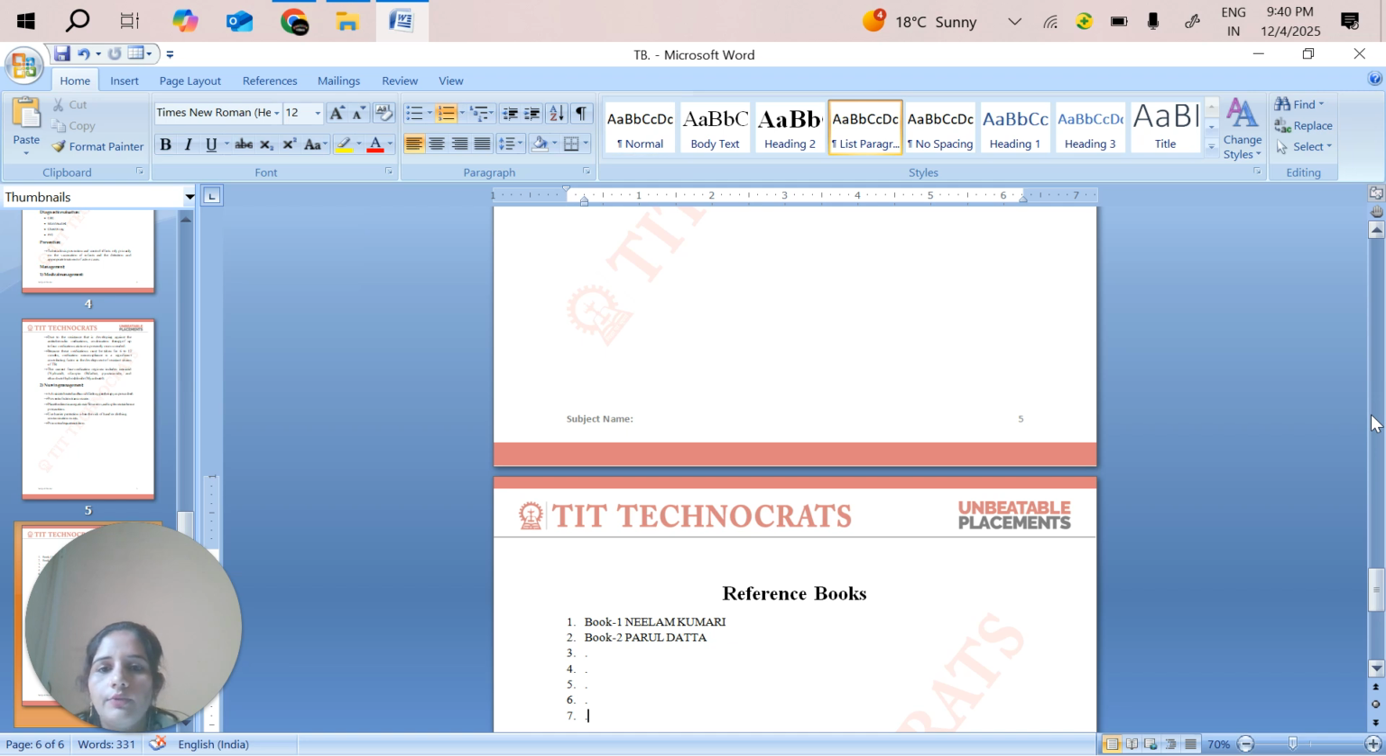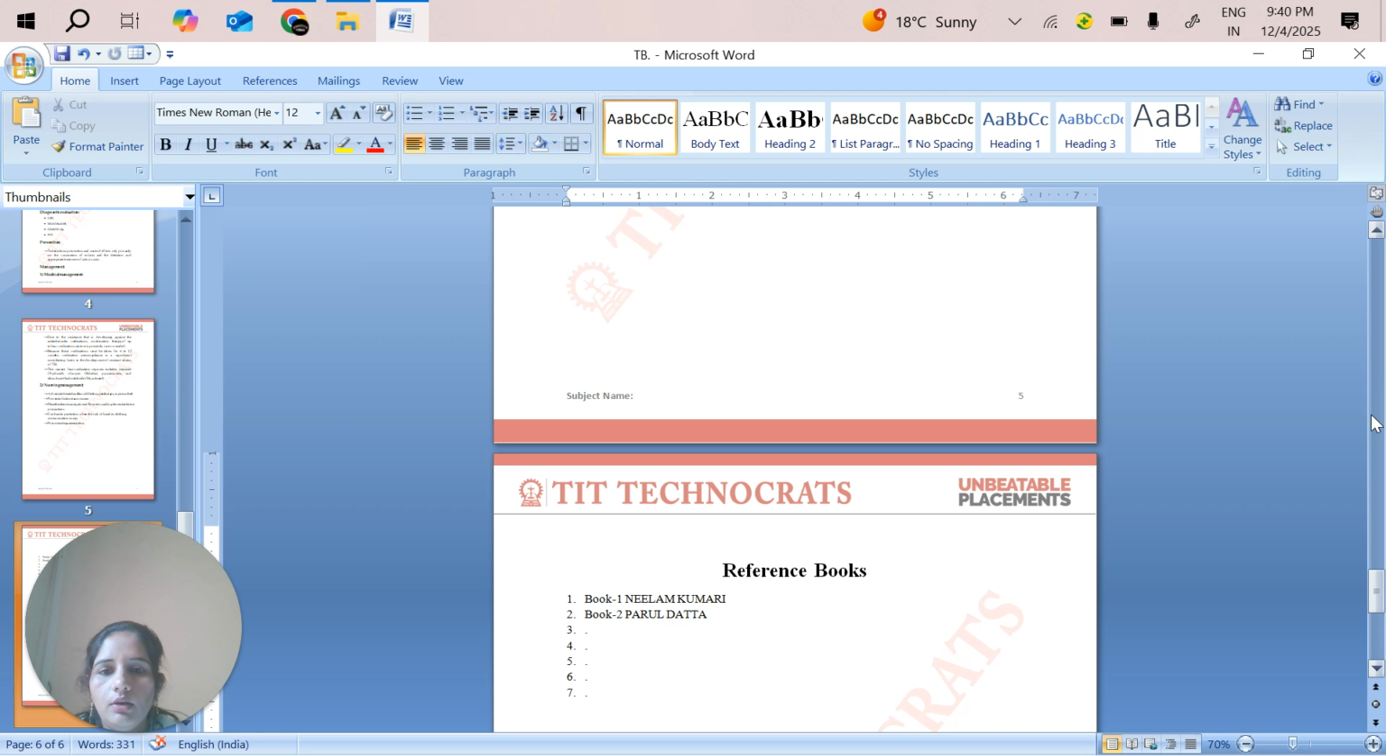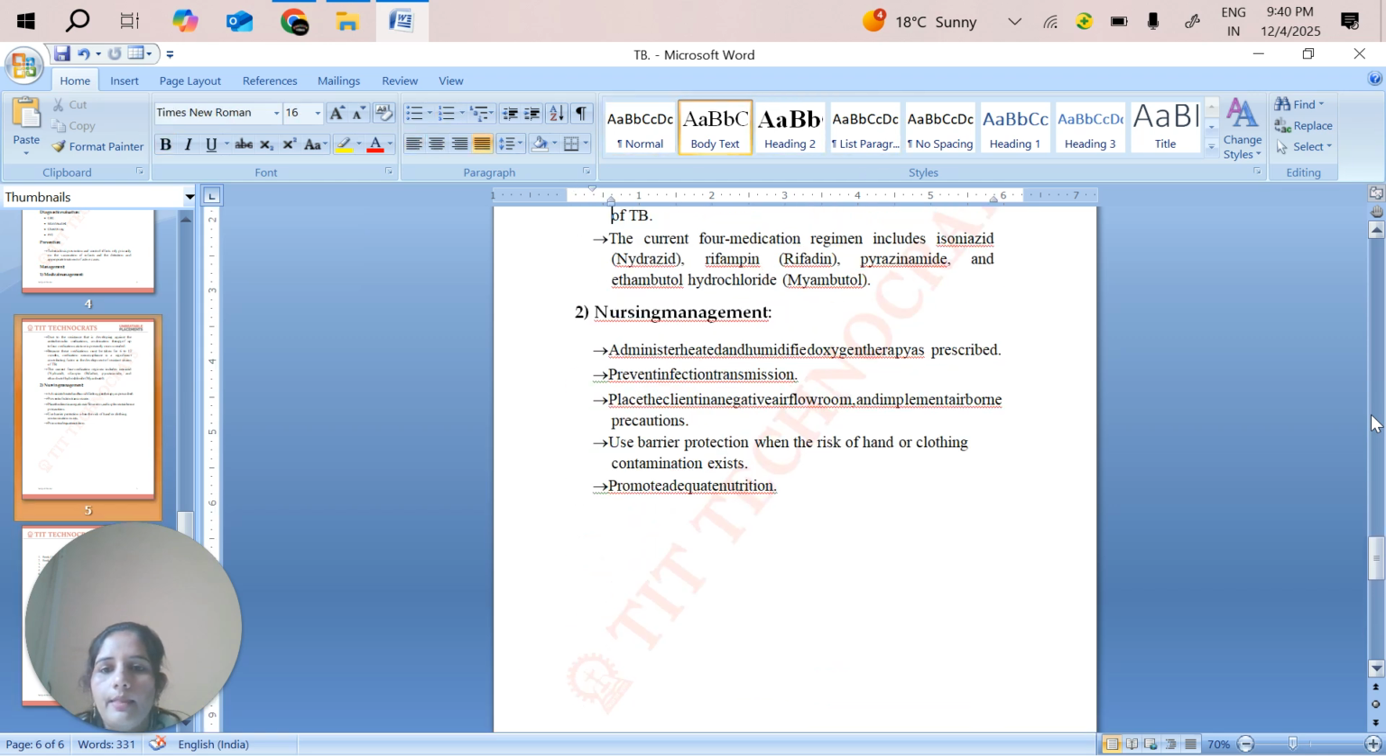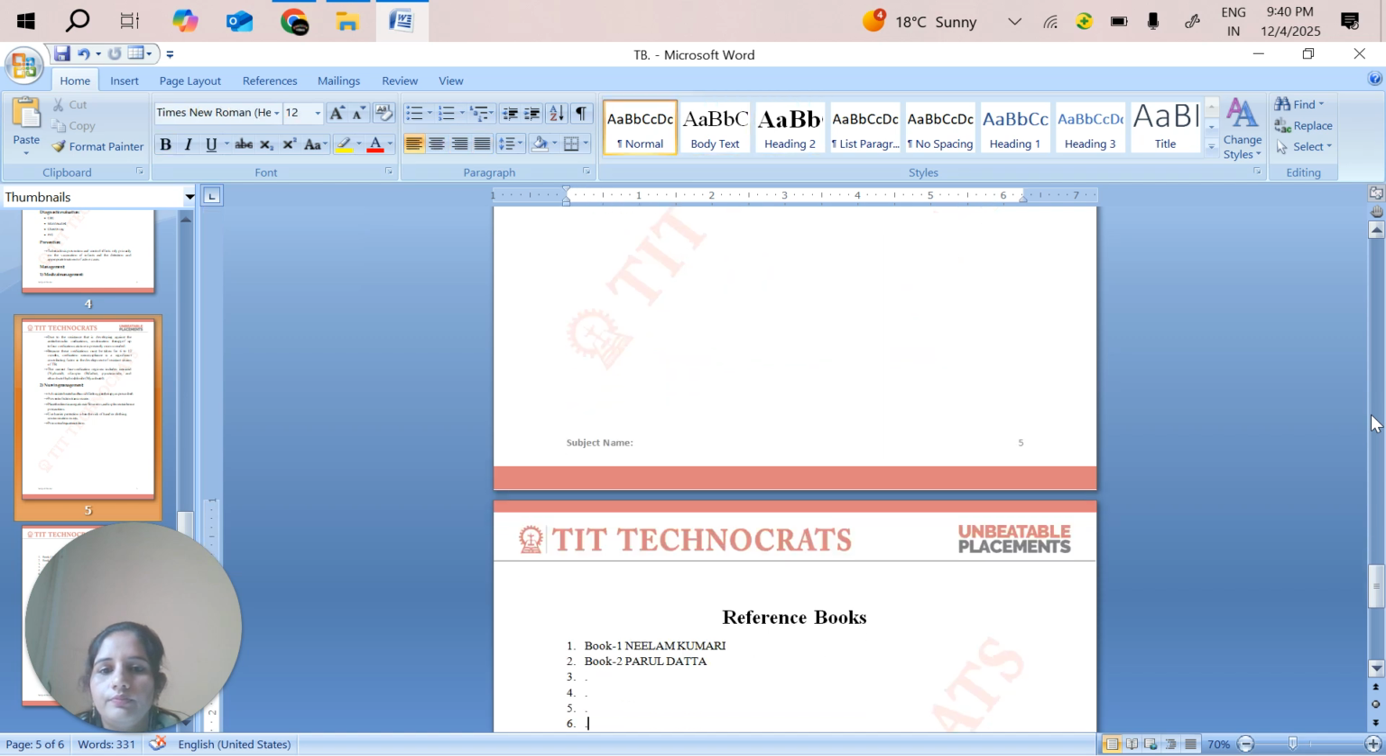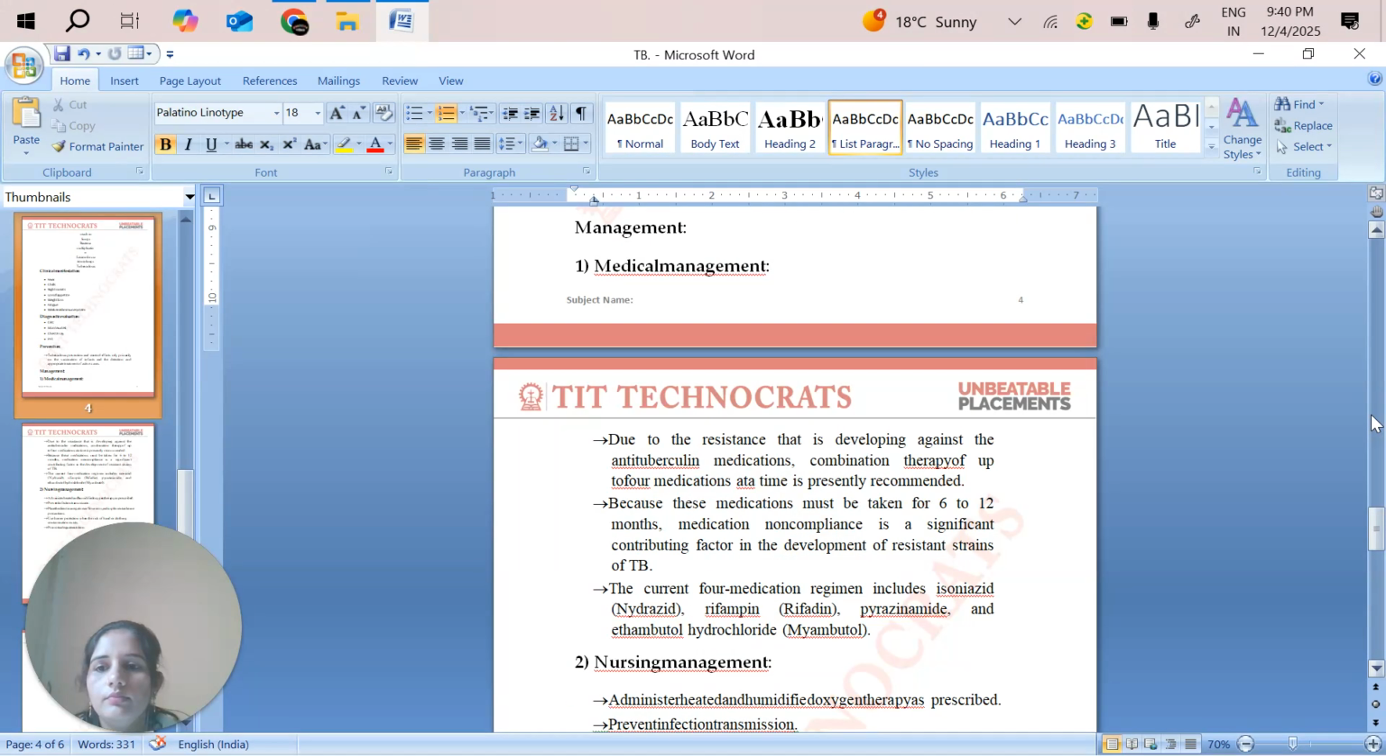Proper use of the protocol, especially in the infected patient, proper hand washing. These are the ways to prevent tuberculosis. Thank you.